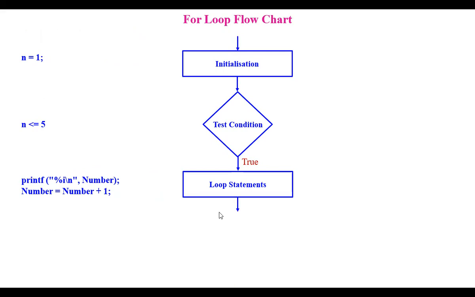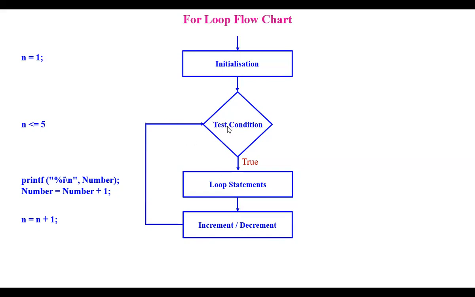Next, the loop continues with the increment or decrement; sometimes we may use decrement also. With the increment operator, n becomes n plus 1. Initially it becomes 1 plus 1, 2. So the increment operation continues like this. When the value of n becomes 6, more than 5, the condition becomes false. When it is false, we come out of the loop. Maybe it is the end of the program, or maybe you have some more statements to execute. That's how this for loop is executed.